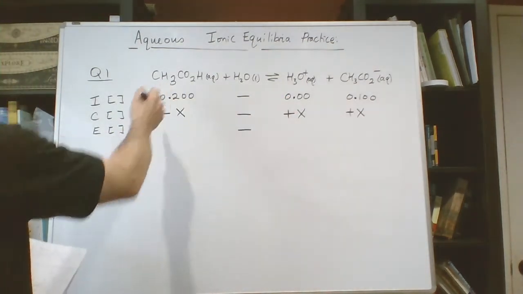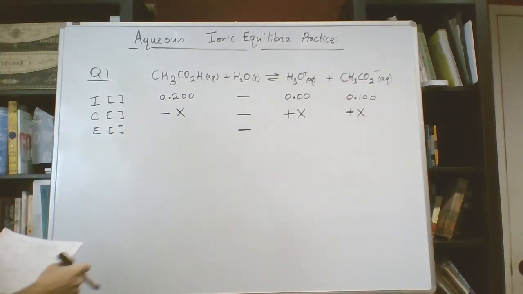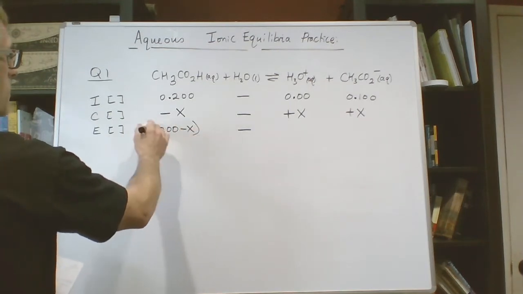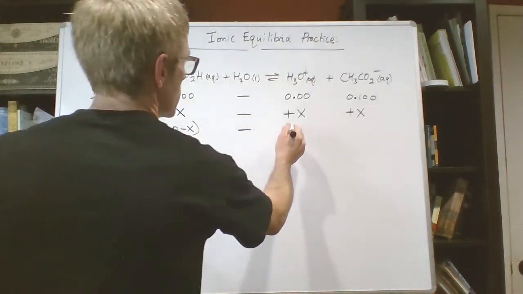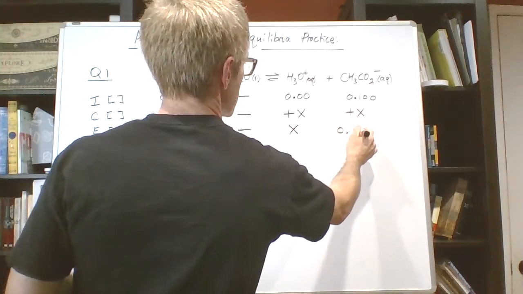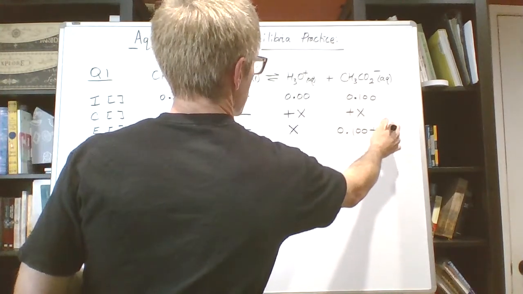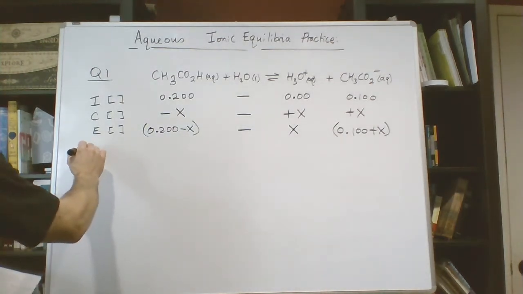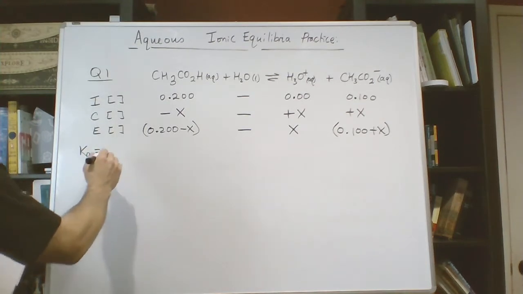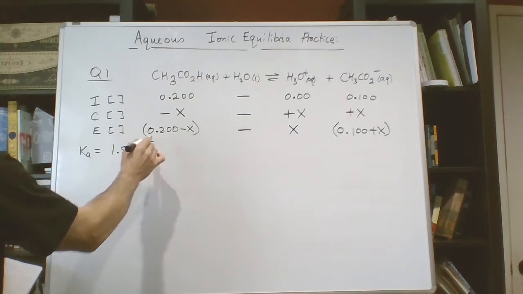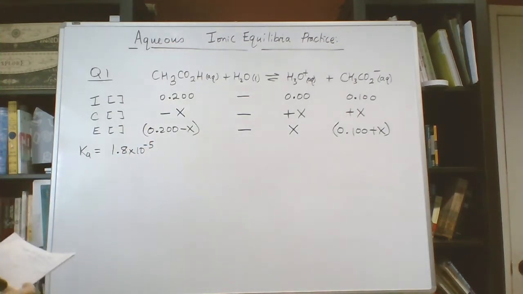And then we add the initial and change molarity. So we have 0.2 minus x. We have 0 plus x, which is just x, and we have 0.100 plus x over here. We're provided with an acid dissociation constant, Ka, so we're told that this is 1.8 by 10 to the negative 5, no units in general chemistry.